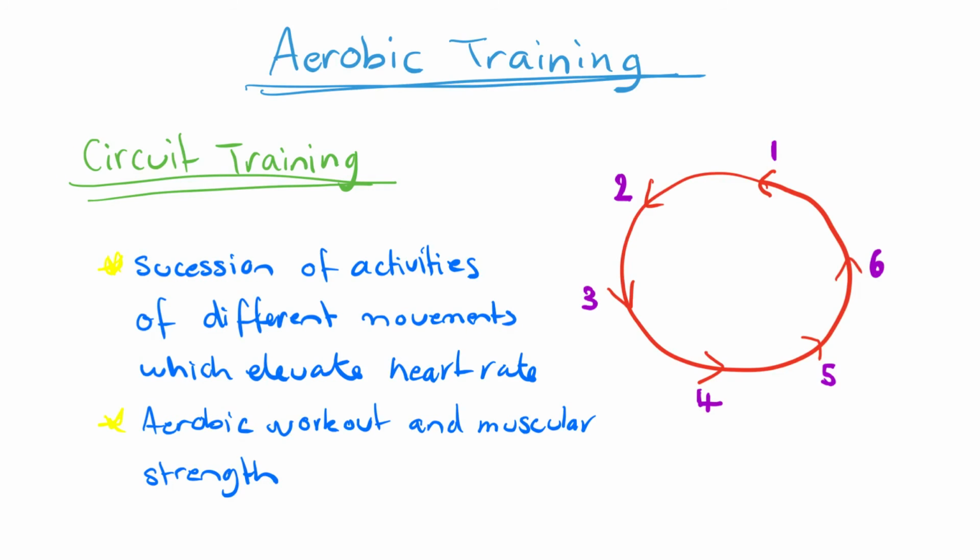The final type of aerobic training we'll have a look at is circuit training. Now circuit training basically looks at completing a succession of activities involving movement patterns and muscle groups, which elevate heart rate and ultimately provide an aerobic training benefit. Now this type of training is a great aerobic workout if athletes want to build muscular strength as well, because the activities that you can do within the circuits are very specific to the sport that the athlete is doing, and therefore can build muscular development whilst working on aerobic training.